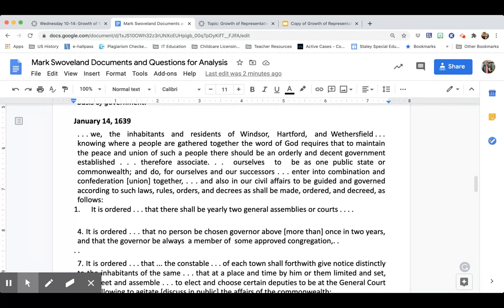there should be an orderly and decent government established, and therefore associate ourselves to be as one public state or commonwealth, and do for ourselves and our successors enter into combination and confederation, which means union, together, and also in our civil affairs to be guided and governed according to such laws, rules, orders, and decrees as shall be made, ordered, and decreed as follows.